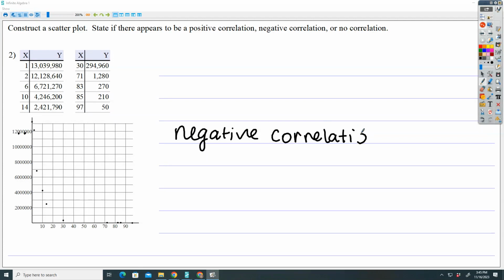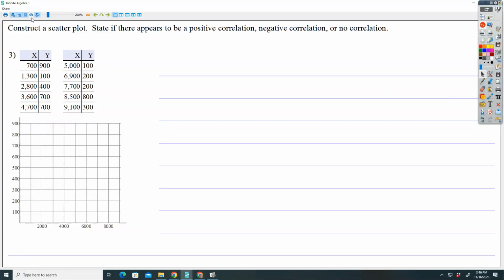Okay, to speed this along, I'm going to just put the next one on the board and explain it, because hopefully you know how to graph. So with this one, the dots are all over the place. You can't draw a line to go with the graph. So that's no correlation.